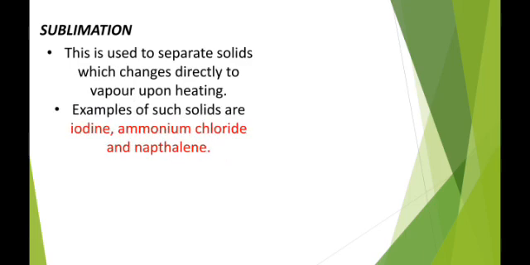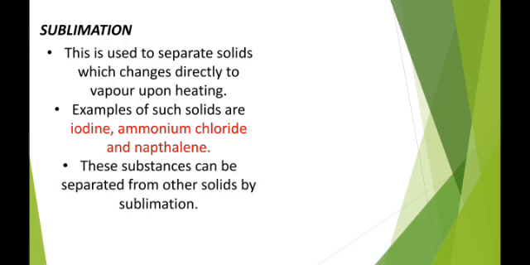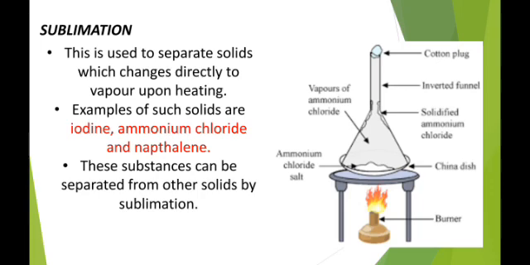Examples of such solids are iodine, ammonium chloride, and naphthalene. These substances can, however, be separated from other solids by sublimation. So you take note. Next, I'll be introducing a video that will give you a detailed explanation on chromatography.